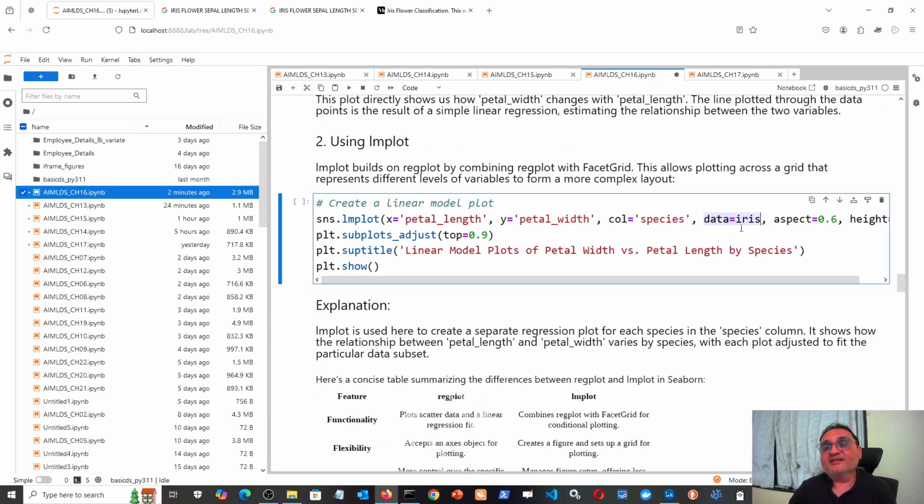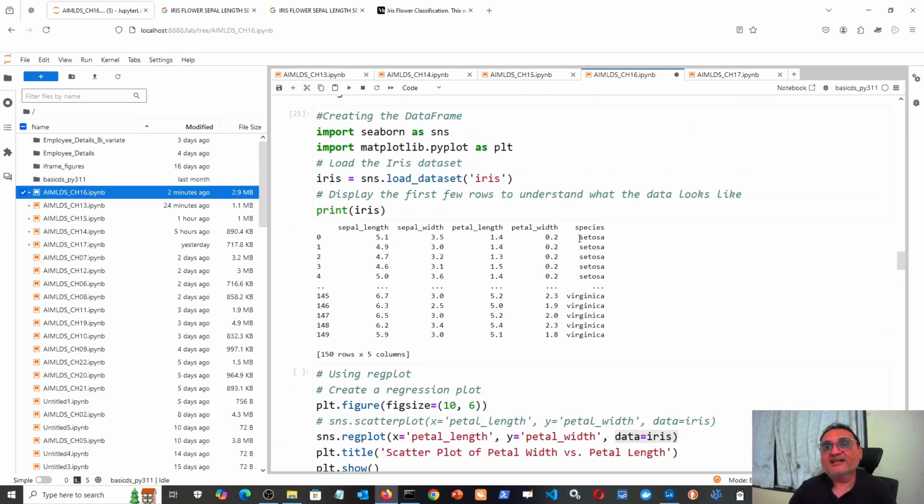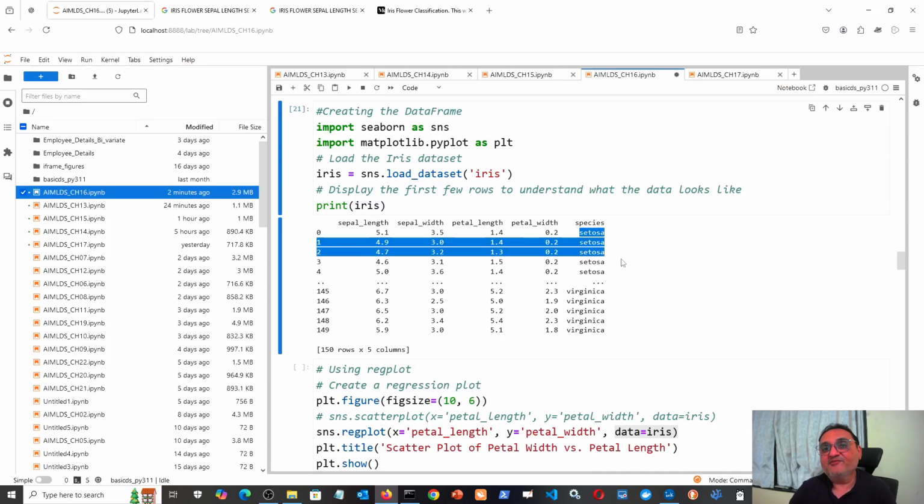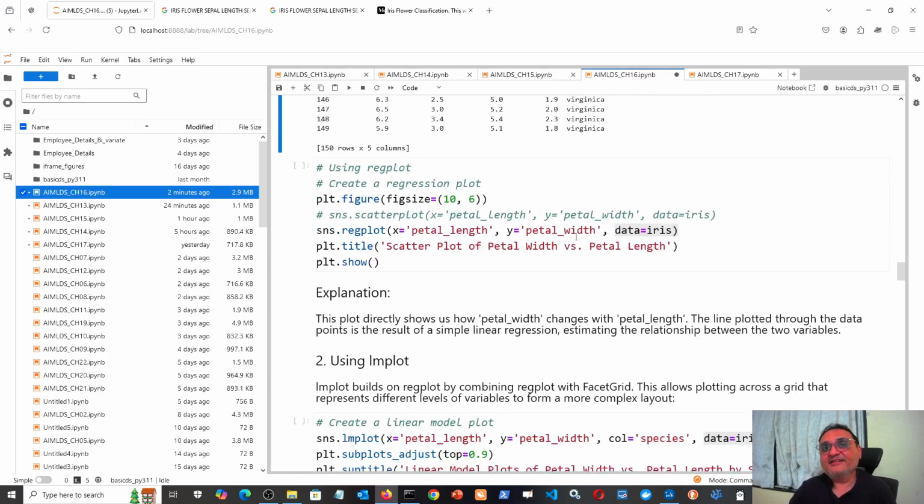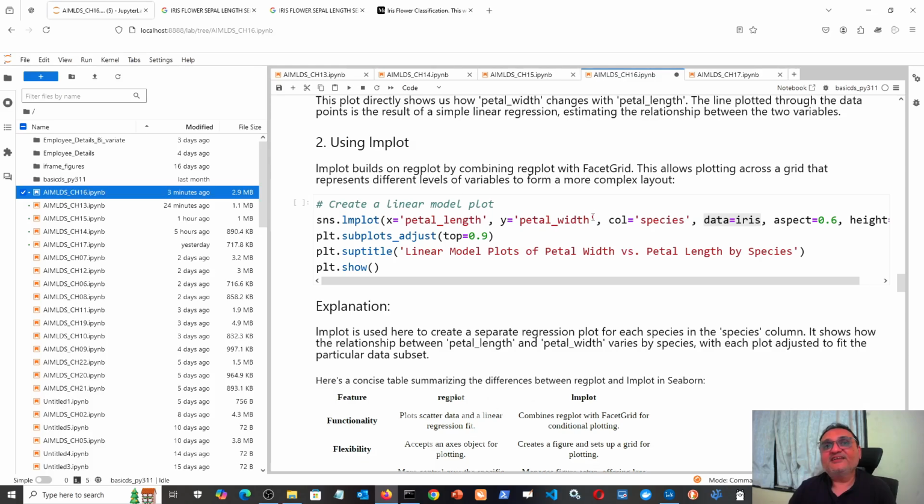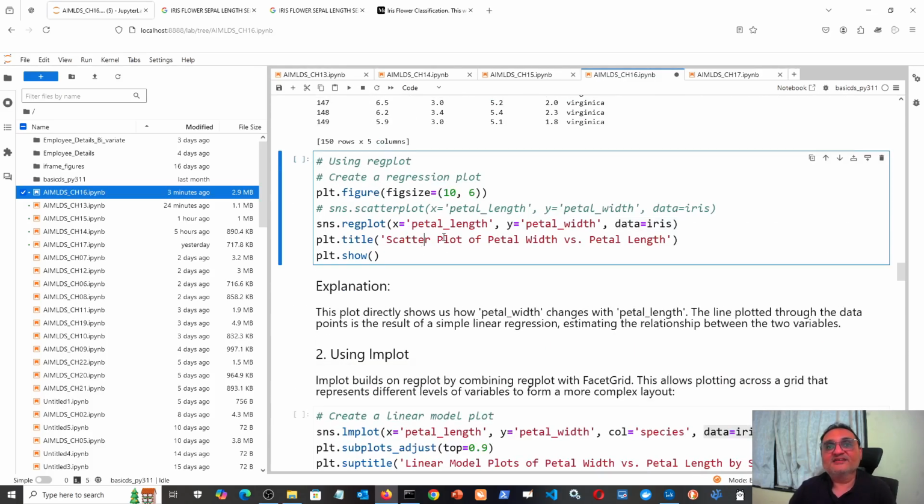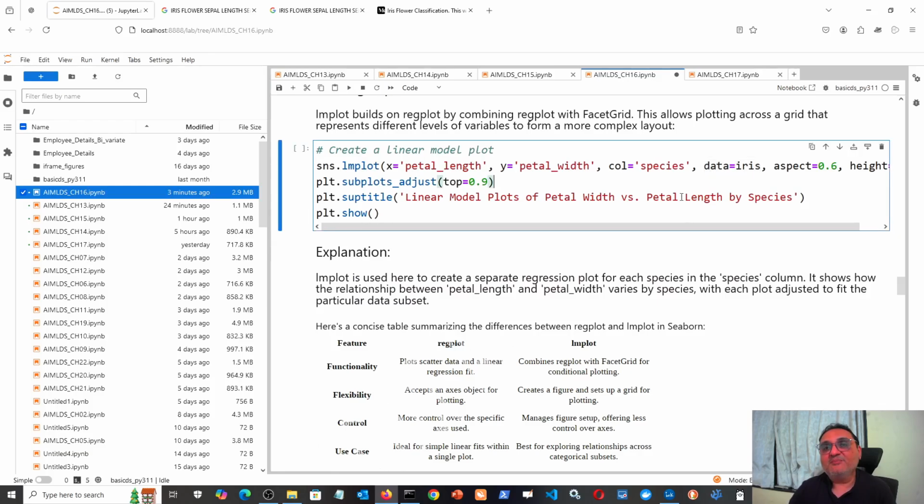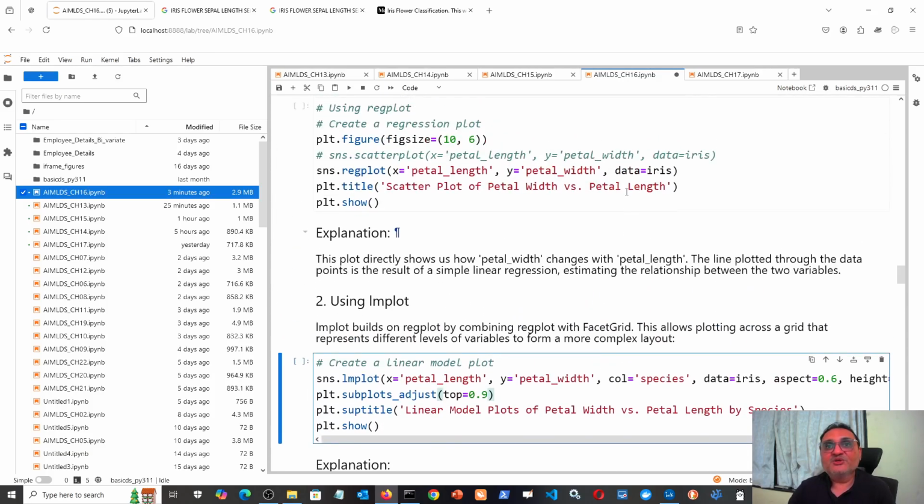I will take the full data set, but I actually don't want to plot for the entire data set. I said that I want to plot one line for setosa, another line for virginica, and another line for versicolor. And I want to see whether the linear relationship which I got here will remain the same across the species, or will go on changing. So in that case I just have to add one more extra argument.